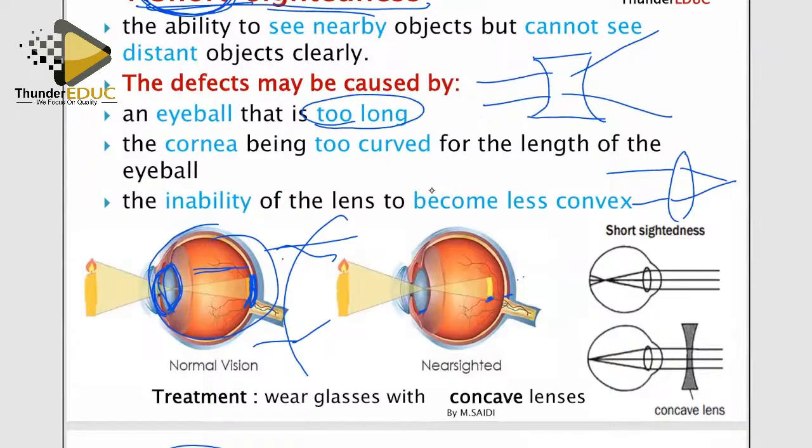What am I going to do? I must make this light which is coming act like it is coming from a nearby object. So I have to put a diverging lens so that when this light comes, it's going to be diverged a bit, become a bigger beam. So by the time it falls on the lens, now it is bigger. The beam is bigger. And then now the image can be focused onto the retina.